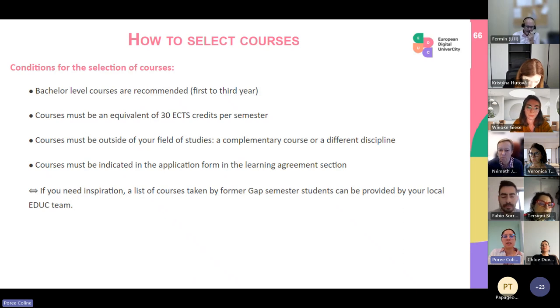And what could be interesting, if you have a hard time looking through the course catalogs of our universities, is that we do have a list of courses that former gap semester students have taken. And if you're interested in that list for inspiration, you can always ask your local EDUC team and we'll send it to you.